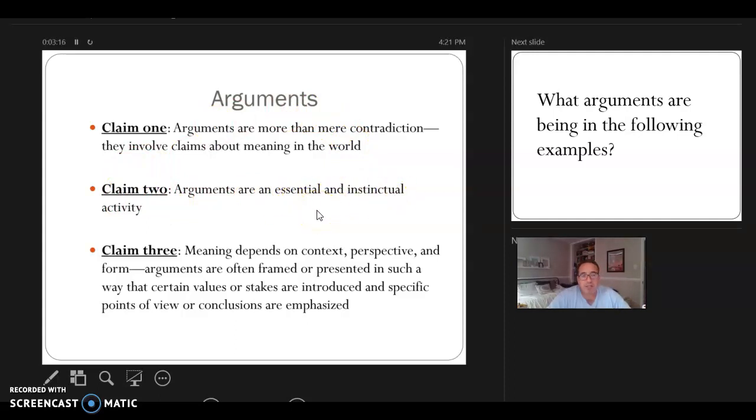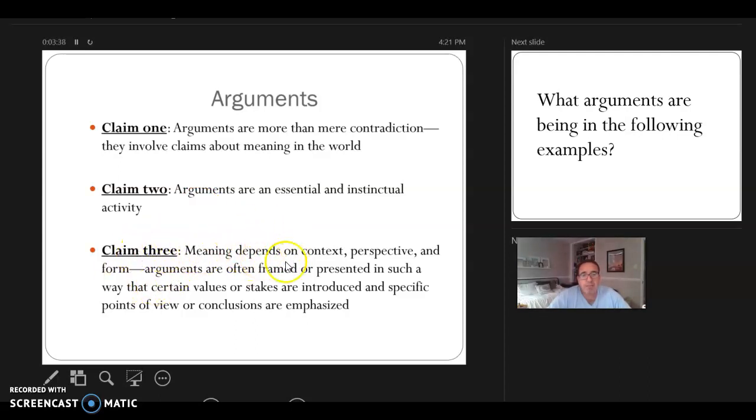We're always making arguments every day. There's a famous textbook on rhetoric called Everything's an Argument, and I really love that title for the textbook because I totally agree. Everything is an argument. We are always making arguments about meaning in the world in our daily lives. The car we drive, the clothes we wear, etc., etc.